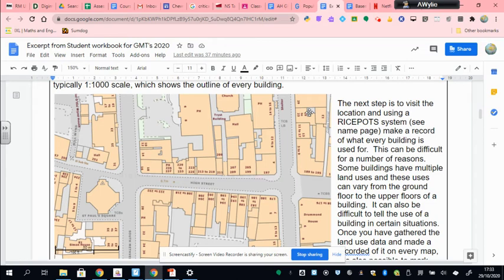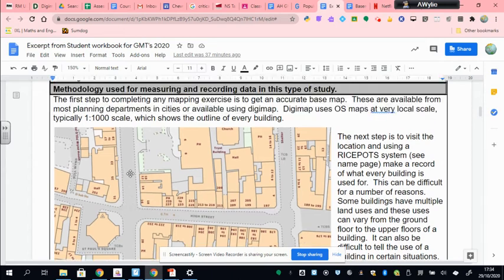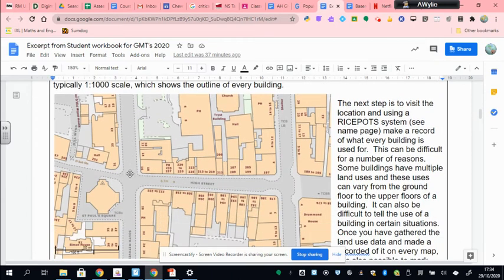The first thing you need to do when gathering land use data is get hold of what we call a base map. Here you can see a simple base map of an area of a town.